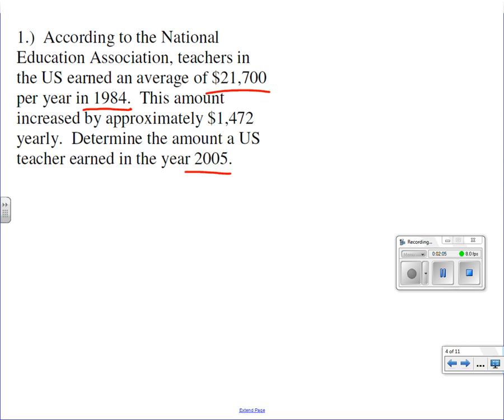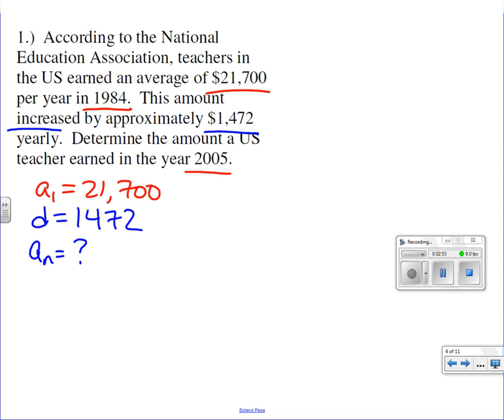It's the beginning. So 21,700 is your first salary. It's the first salary that we know. Okay, so A1 is 21,700. Okay? What is the 1,472? Very good. It's what it's increasing by. So it's what it's going by every time. So that's your D. D is 1,472. Okay? All right. Determine the amount a U.S. teacher earned in 2005. So what are we trying to find? Anybody? The last term, AN. Very good. So we're trying to find what it is at the end. Okay?